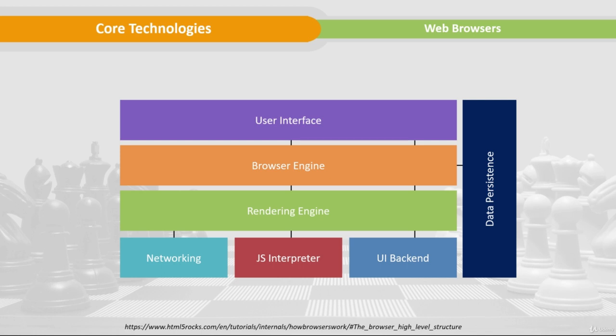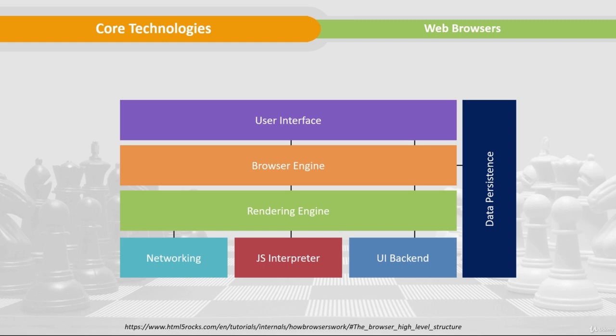The user interface includes the address bar, the back and forward buttons, the bookmarking menu, all this, and every part of the browser display except the window where you see the requested page. The browser engine marshals actions between the UI and the rendering engine. The rendering engine is responsible for displaying the requested content. For example, if the requested content is HTML, the rendering engine parses HTML and CSS, and it'll display the parsed content on the screen. And different browsers use different rendering engines. For example, Firefox uses Gecko.